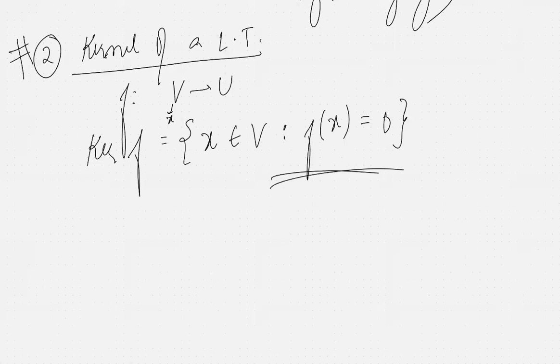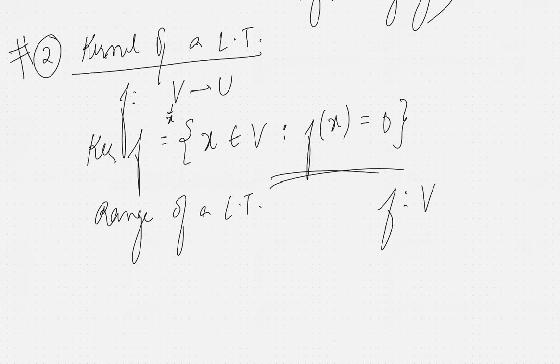Next comes the range, or image, of a linear transformation. Now we know whenever we define a function, there is a domain to codomain involved. What is the difference between codomain and range? If V is domain, then entire U is called codomain.